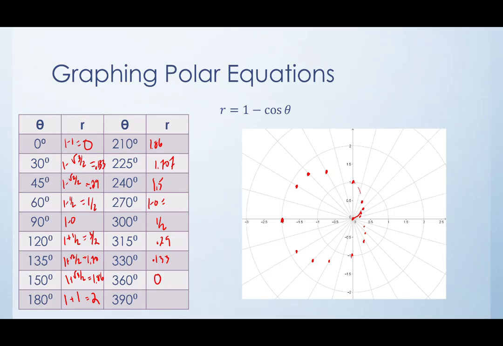This is what's called a cardioid, because it looks like a little heart, right? If you do 390, you're going to get back exactly the same value we got for 30. So these things are what we call periodic. They go around and generally trace out the same shape over and over again.